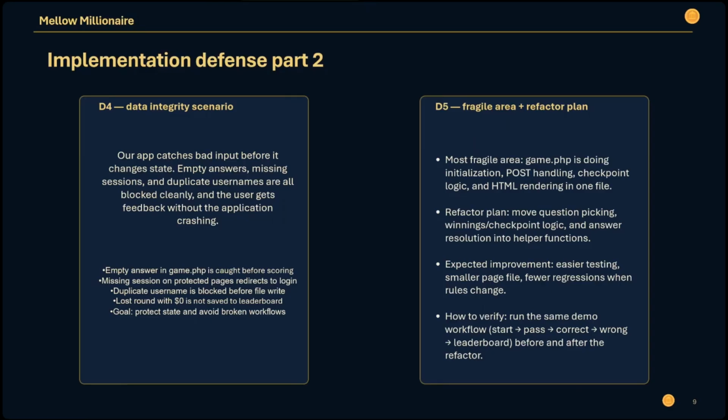And then for our fragile area plus refactor plan, our most fragile area to the other degree of D3 is our game.php because it is most of our bulk. It's where the user is going to spend their most time. It's where all of our handling is, and it's where a lot of the logic actually is stored. So we could move a lot of these things into different files, and basically just have it use helper functions instead. And so that's a good way to refactor it in the future.